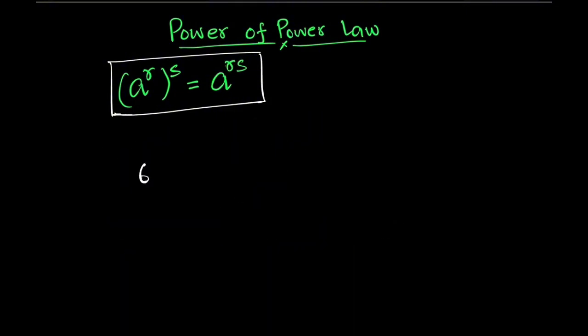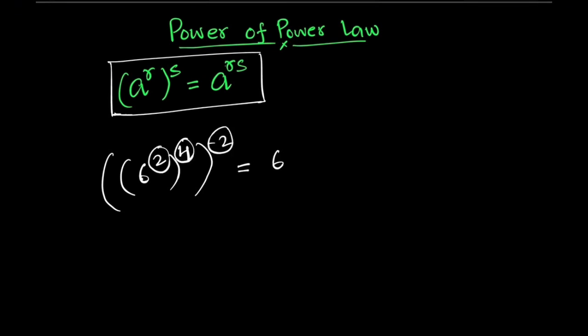Another example could be ((6^2)^4)^-2. And this will be equal to the same base, that is 6, and we simply multiply all these exponents, that is 2 times 4 times -2. And this should be equal to 6^-16.